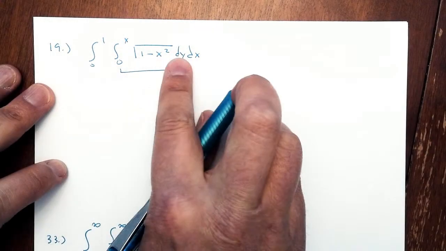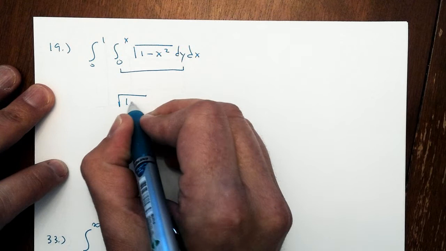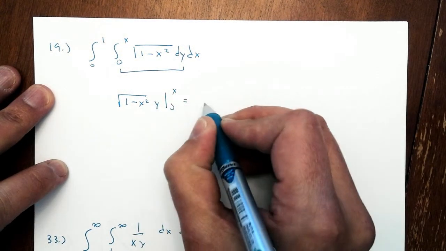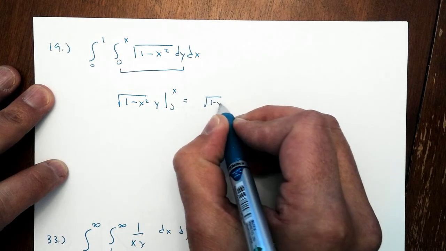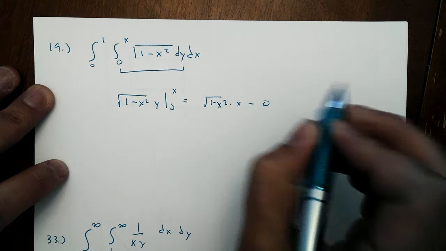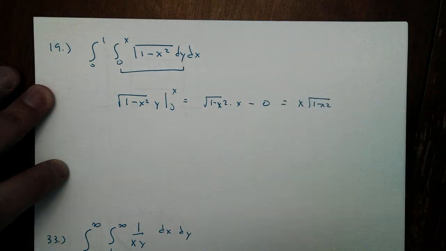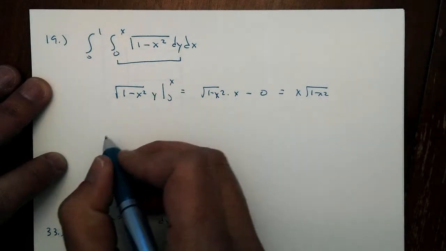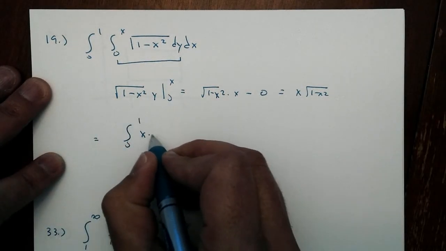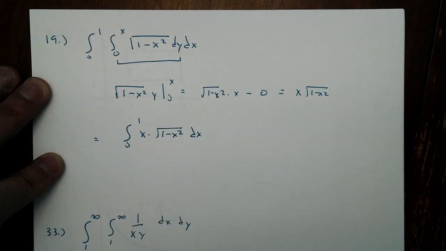So when we integrate this with respect to y, that's not too hard to do. Since there is no y, we just get the square root of 1 minus x squared times y from 0 to x. And of course, that just becomes the square root of 1 minus x squared times x minus, of course, 0. And I'm going to rewrite this as x times the square root of 1 minus x squared. Ooh, that looks ugly. So now that's what we're going to integrate, from 0 to 1, x times the square root of 1 minus x squared dx.